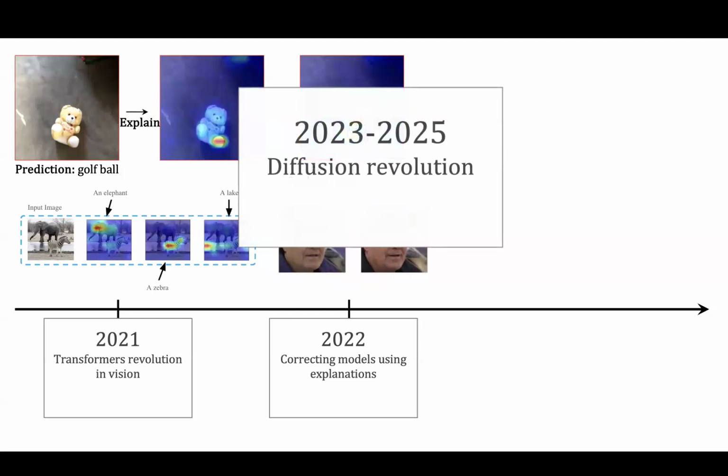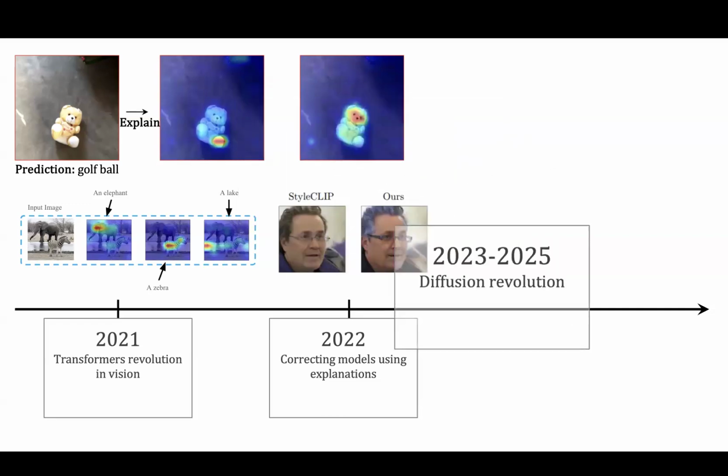And then moving on to the last 2 years, which is also the era that I'm going to focus on, the diffusion model revolution, where diffusion models replaced GANs.